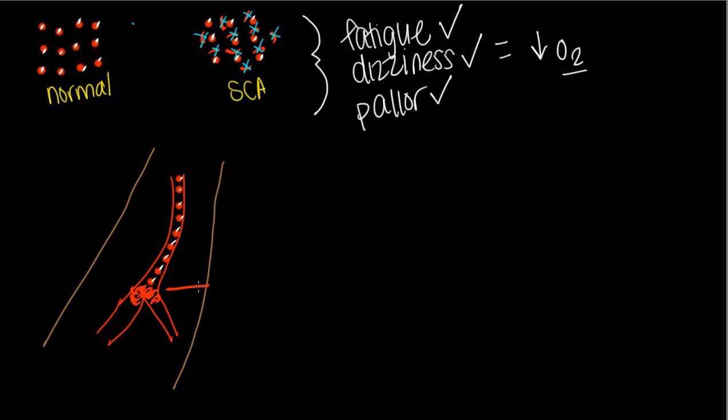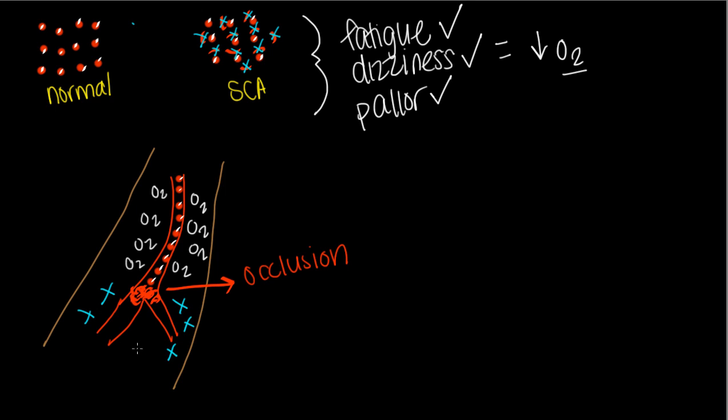If you can tell by this point right here, I have now created an occlusion, meaning a blockage. So up until this point, these red blood cells in my microcirculation have been delivering oxygen to the surrounding tissues, right? And now I get to my occlusion, and there's going to be no oxygen being delivered at all to the surrounding tissues. So we'll make blue X's to represent that. And so what's going to happen as a direct result? A big hallmark sign, pain.